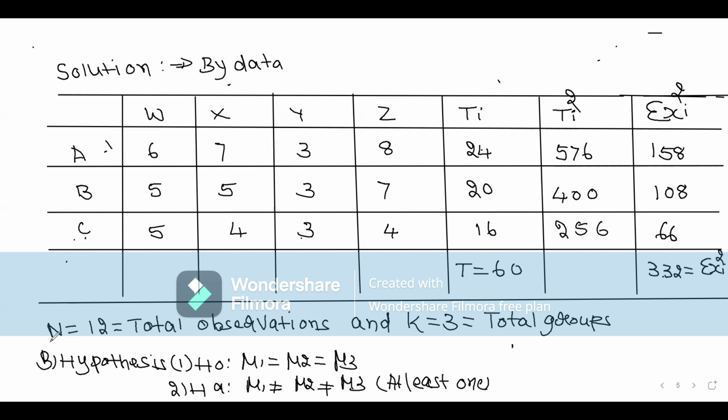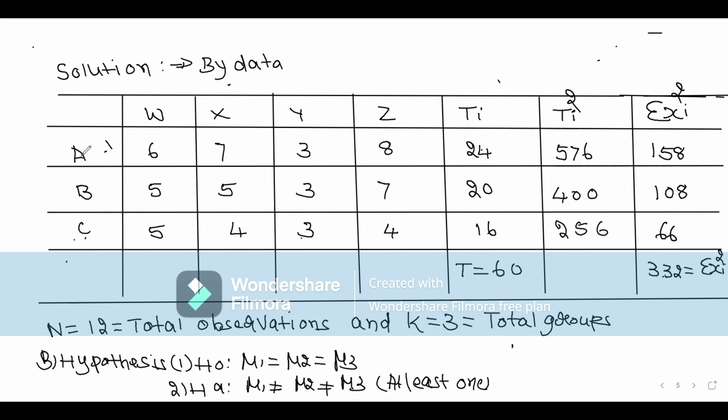Now next, look here, capital N. Capital N means the sum of all the total observations. Total observations: 1, 2, 3, 4, and here 1, 2, 3. 4 into 3, 12 observations are there in the table. And sometimes it may be 20, sometimes it may be 24. Depends upon the question.